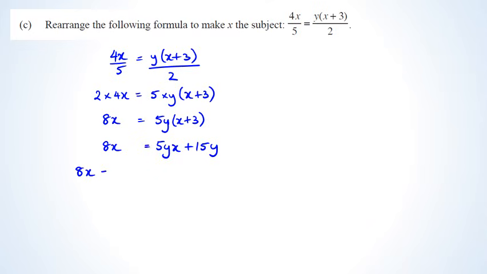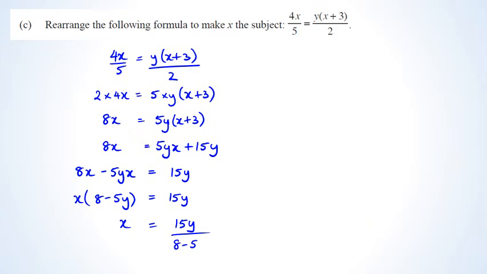Rearranging this, I'm going to get 8x minus 5yx equals 15y. x is a common factor, so I can take that out. Now 8 minus 5y, times x, equals 15y. Therefore, x is equal to 15y divided by 8 minus 5y. So, merit for that. Achieved is just getting all the x's into one side. Okay, that's basically it for this question. We'll go to the next question.